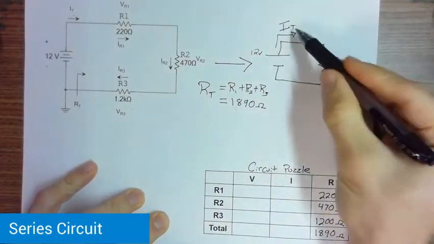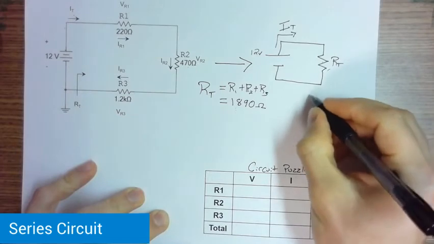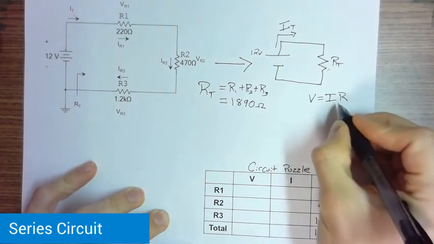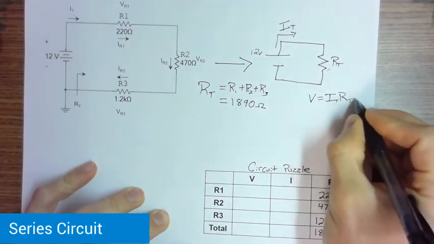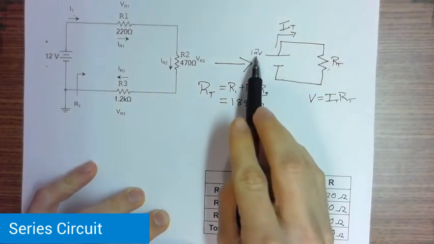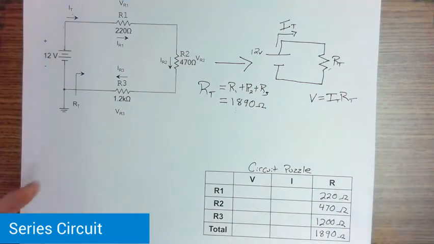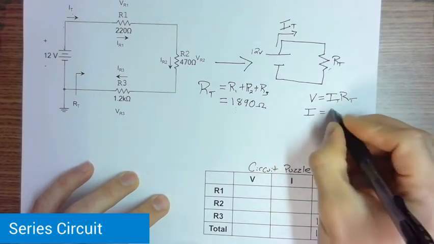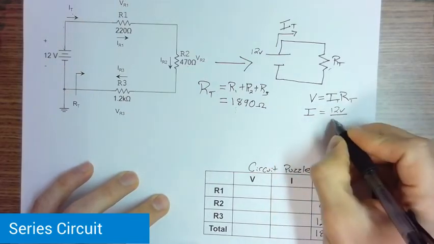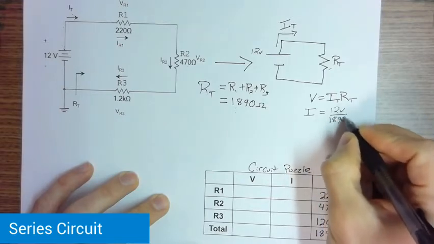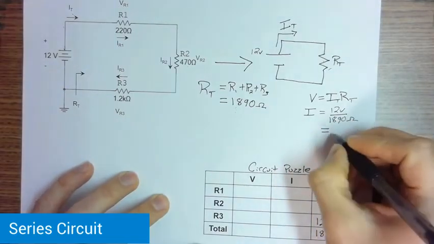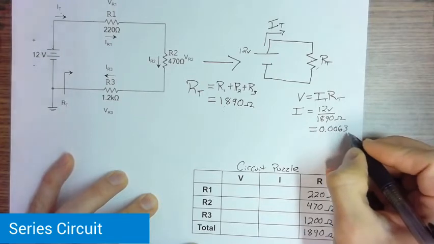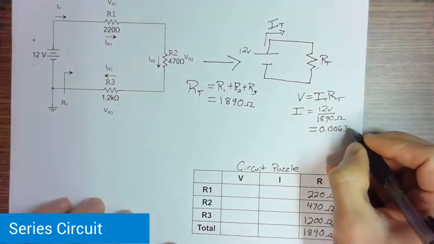So by collapsing the circuit, we learn one more piece of information. And we can do this with V equals I R. But now the I is for the total current and the R is for the total resistance. And we already know that the total voltage is 12 volts because that's for the whole circuit. So when we solve for our total current, I is equal to 12 volts over our total resistance, 1890 ohms. And so we get a current of 0.00634. Give it a few decimals.